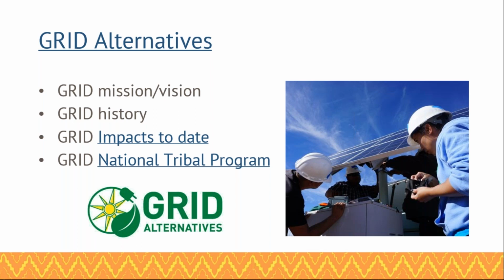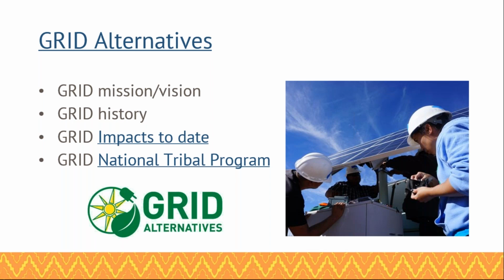Some of Grid's impacts to date. Grid is a leading national nonprofit organization, leading the voice in low-income solar policy and the nation's largest nonprofit solar installer. Grid serves families throughout California, Colorado, the Mid-Atlantic region, and tribal communities nationwide. Grid has installed over 18,000 systems with a total of 78,787 kilowatts, which equals a lifetime savings of around 602 million, calculated over 25 years.